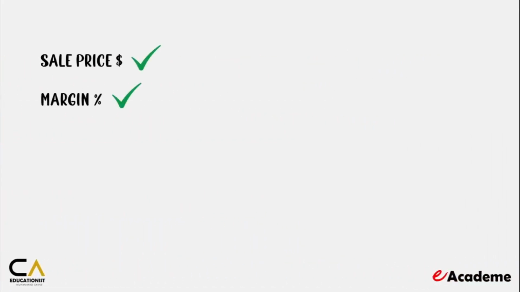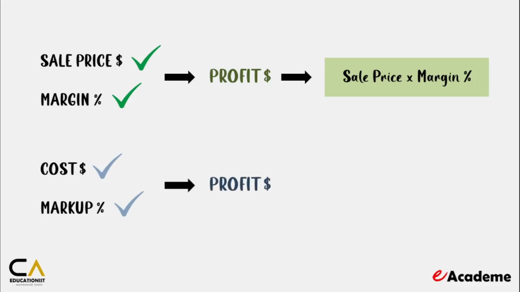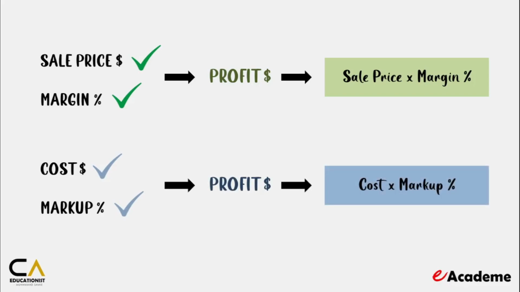This means if sale price and percentage of margin is given, figure of profit can be computed by multiplying sale price with margin percentage. Likewise, if cost and percentage of markup is given, figure of profit can be computed by multiplying cost with markup percentage. This is a fairly simple calculation.